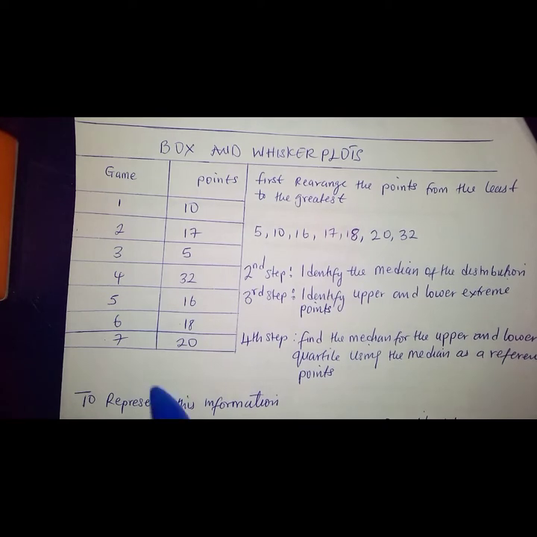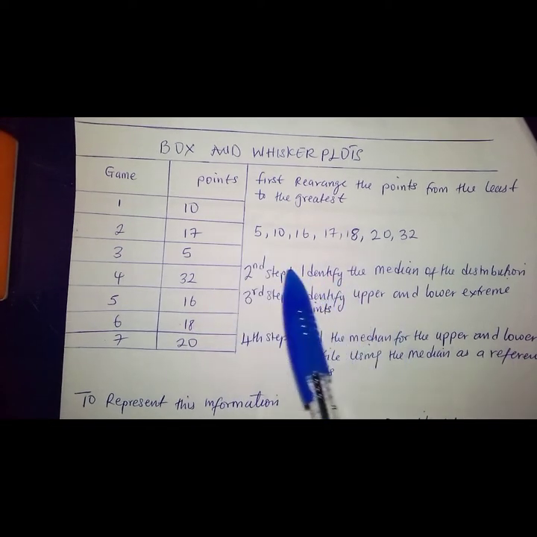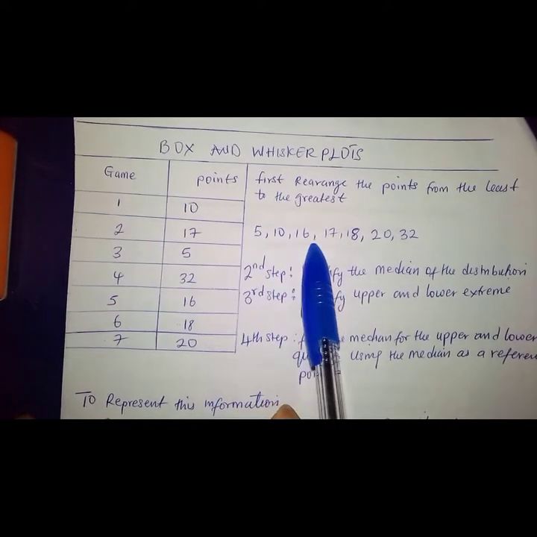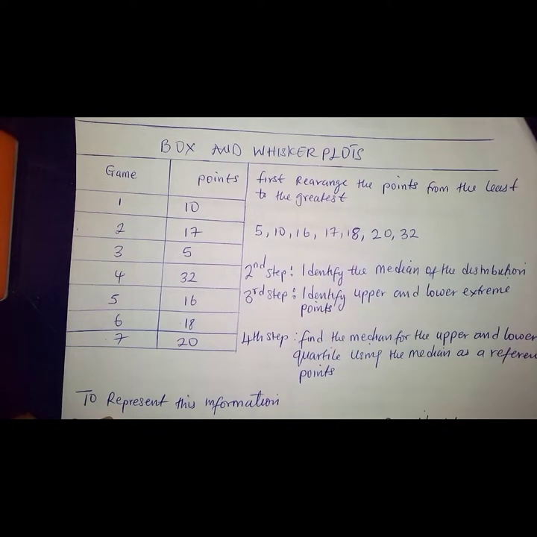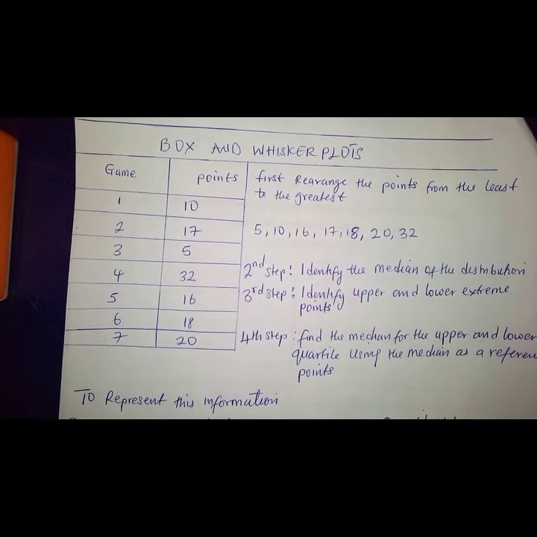So first, we take out these points and rearrange them. We arrange from the lowest to the highest. That's where we get 5, 10, 16, 17, 18, 20, 32. So you rearrange it. That's the first step.